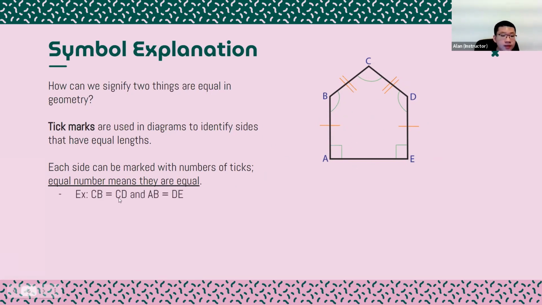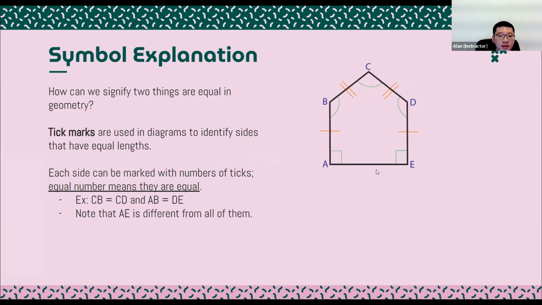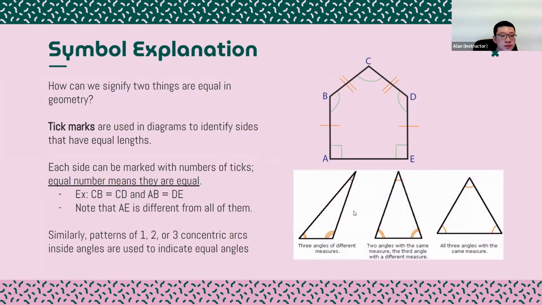And yeah, so you can see that's an example that I just went over. AE is different from all of them because it doesn't have any tick marks, which means that it isn't equal to any of the other sides. And we use the same thing with angles.